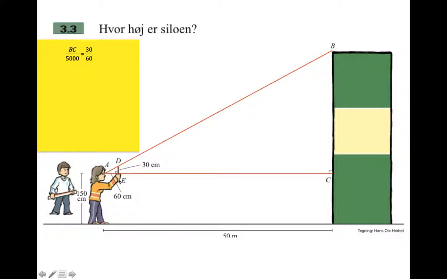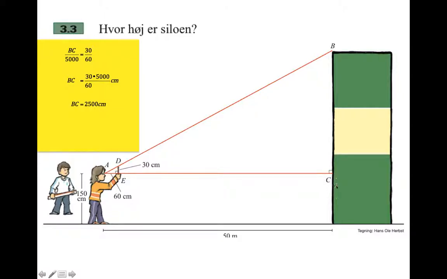Okay, so the 30 divided by 60 in the small triangle is going to be the same as BC divided by 5,000 centimeters in the big triangle. So that's why I've written BC divided by 5,000 equals 30 divided by 60. From that, I can multiply both sides by 5,000 and work out that BC is 2,500 centimeters. So the side of the big triangle is 2,500 centimeters.